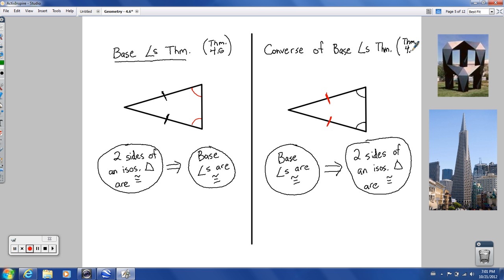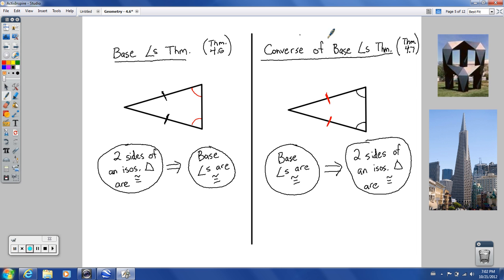So it's theorem 4.7 if you wanted to use the numbers, but I'd much prefer you to say converse of the base angles theorem, and over here base angles theorem if you're using these two theorems. So you can start with this being true and say the base angles are true. You can start with the base angles being true and say that the legs are congruent.